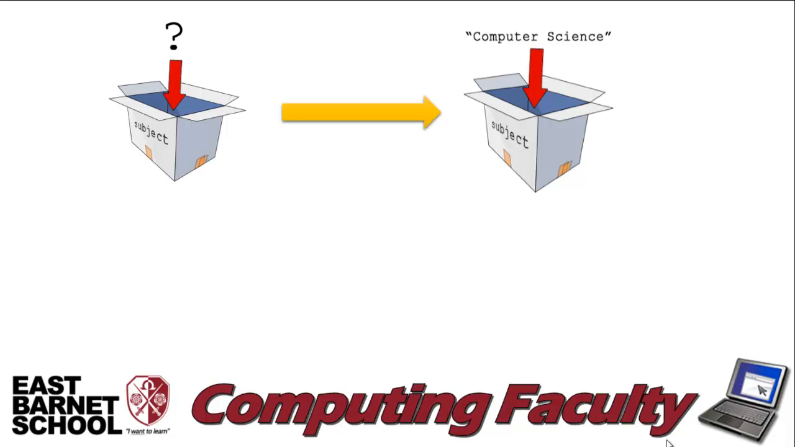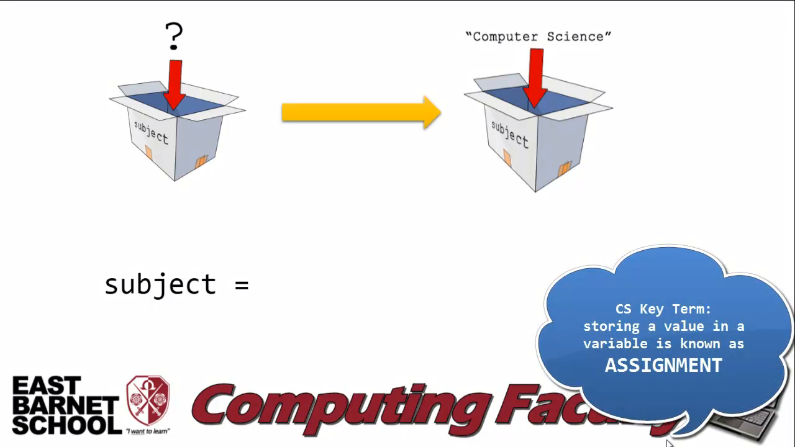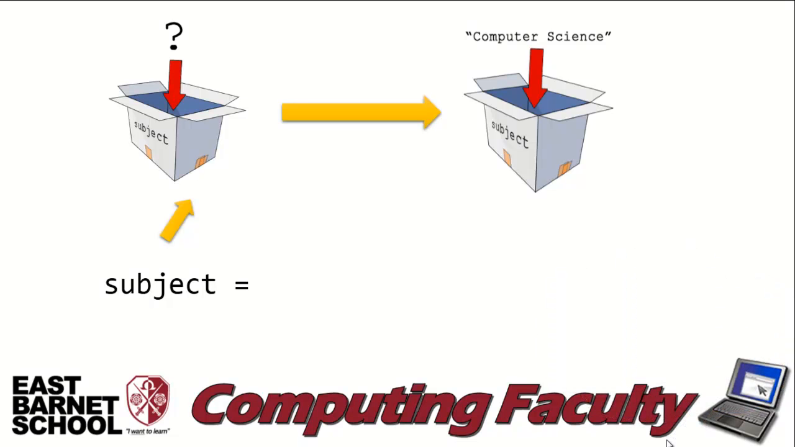Now, how this works in Python is we start by typing the name of the variable. In this case, like the way we've labeled our box, we've got the name subject. So by typing subject equals, I've created an area called subject to store something in. Now, when I put after equals a value, like the sentence computer science, that will then be stored inside that variable. And then I can do whatever I want with that variable, such as print it or use it somewhere else.